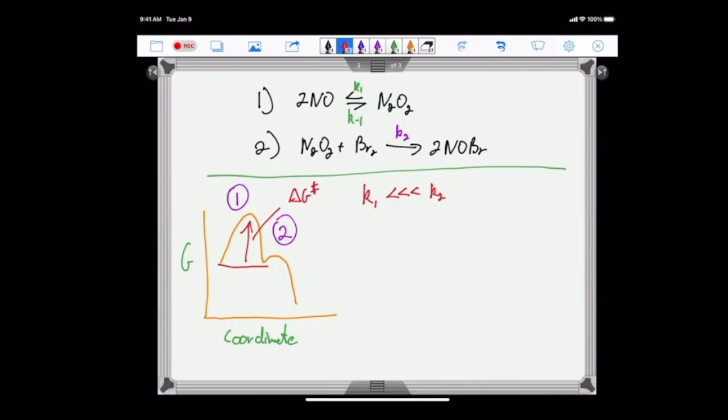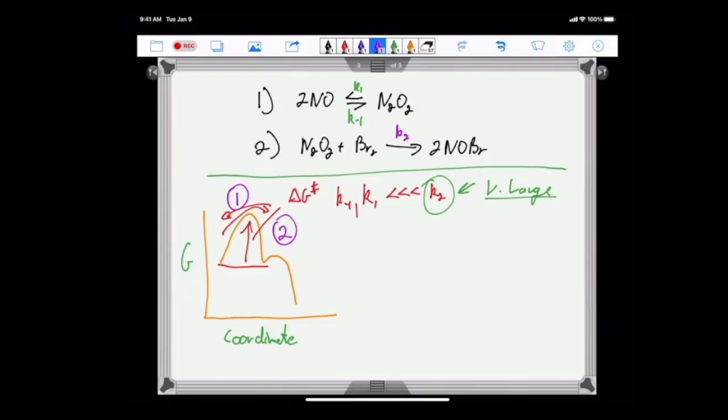What we're saying is that going in either direction, if I'm going to go forward or backwards, the K values associated with that, K1 and in fact K minus 1, can be construed as being very small. We're also saying that K2 is very big. The second one right here is going to be very large. These are assumptions that we can make based on what we know about how this pathway actually looks.